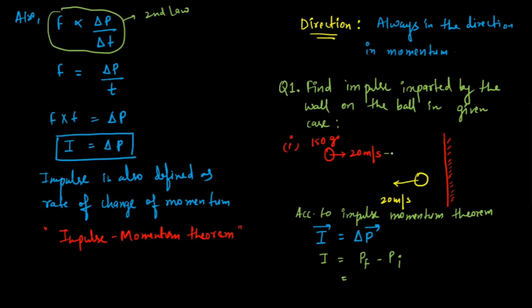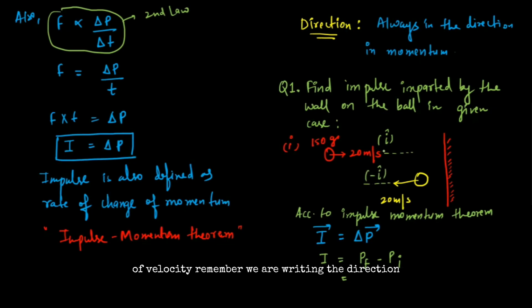Initially, this ball is moving along the x-axis, or I can say the positive x-axis. So its direction is represented by I cap. Similarly, when it rebounds, it starts moving in the opposite direction of I, that is the negative x-axis. So I can write its direction as negative I cap. That is very important. This is the direction of velocity. Remember, we are writing the direction of velocity here.